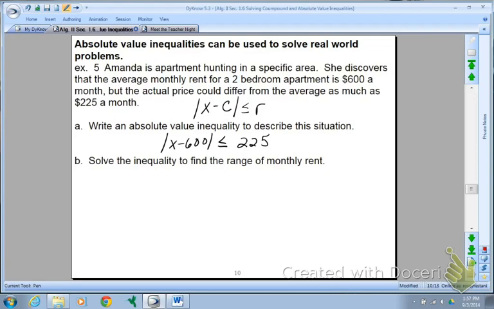Now, solve the inequality. This is a what? An and or an or? It's an and. So we take it out of the absolute value, put it in the middle, put less than signs on each side, negative 225 on the left, positive 225 on the right. So we're going to add 600 to both sides.